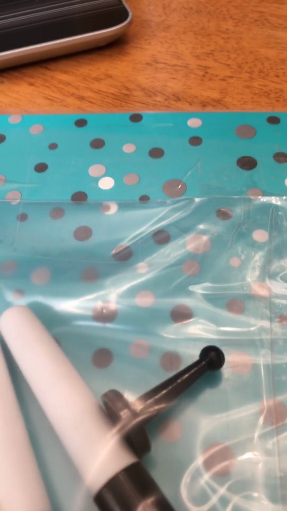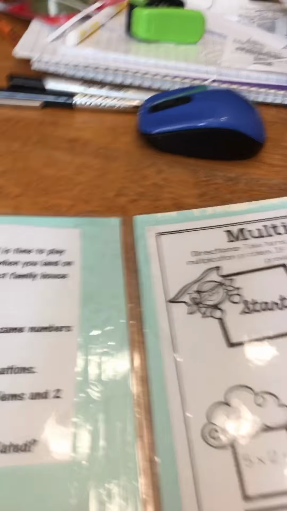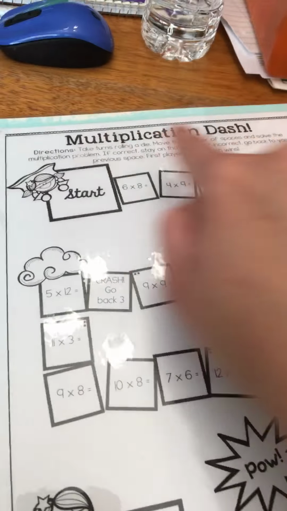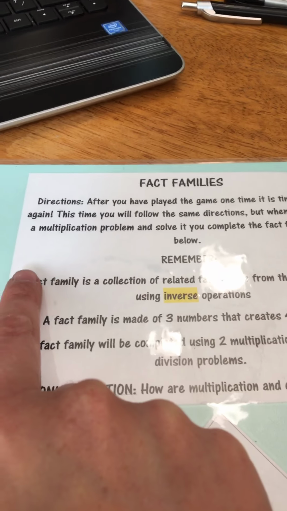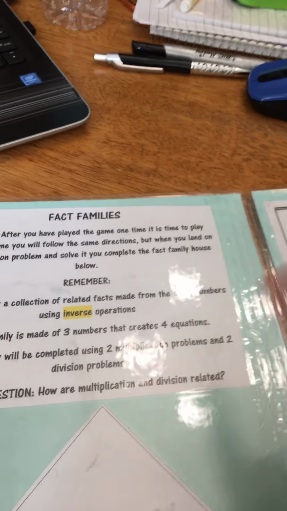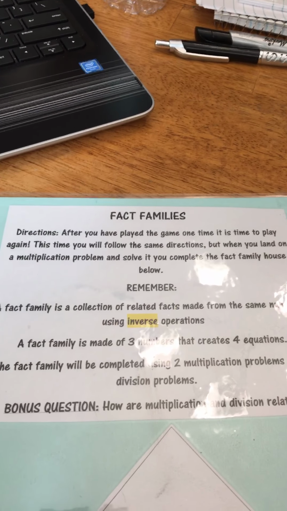So let me get out the dry erase markers here. Students would take their die and play the game once, just as the directions state. Then they would play a game the second time. After you've played the game one time, it is time for you to play again. This time you will follow the same directions, but when you land on a multiplication problem and solve it, you complete the fact family house below.